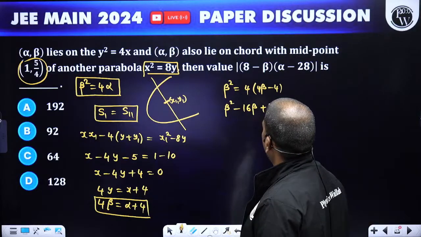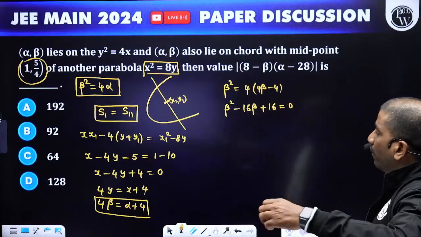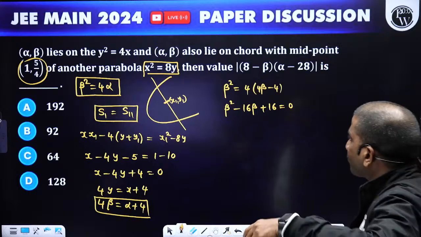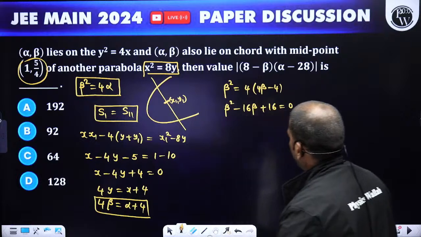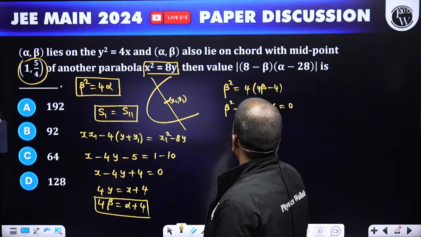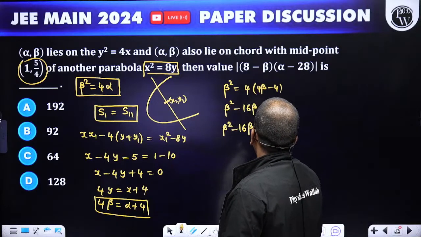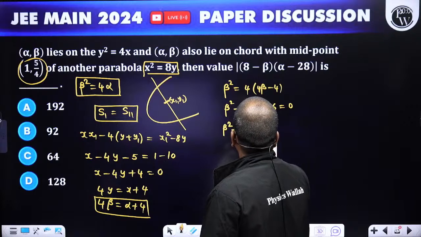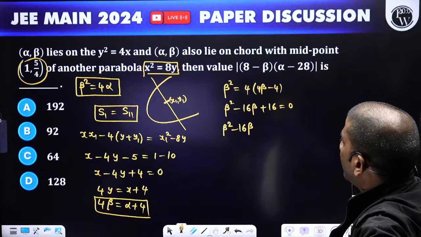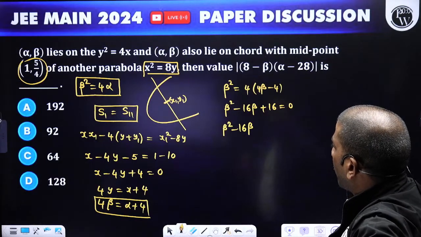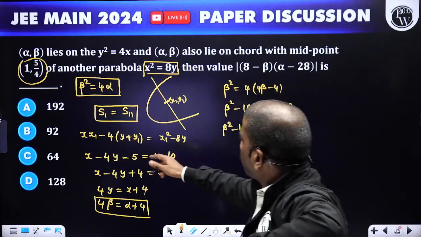But this is 12, na? 16. So 4. So it's not 8 beta. So that is a 4 beta. Okay, no problem. So then beta square minus 16 beta. I think we need to check the calculation. We are not getting factors there. 16 square minus 4 times 64, 256 minus. Okay, let's check this.